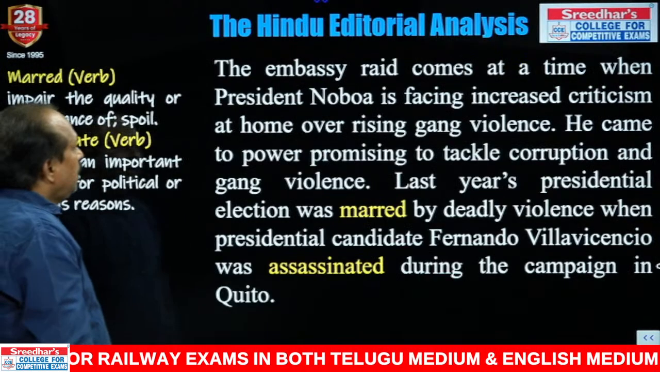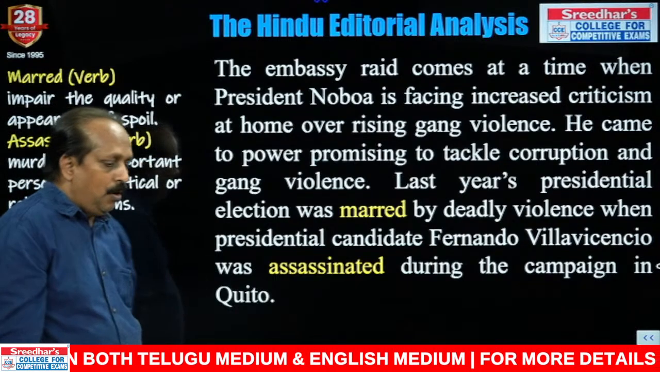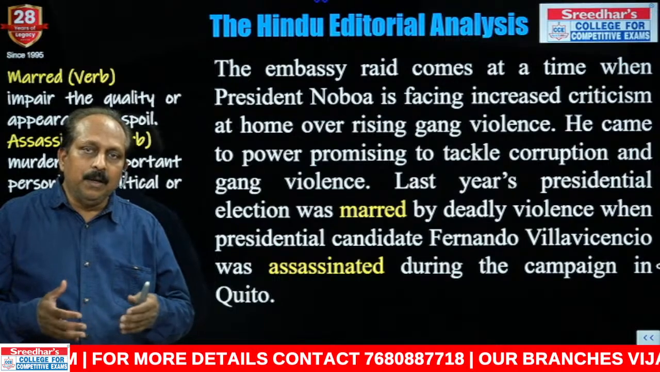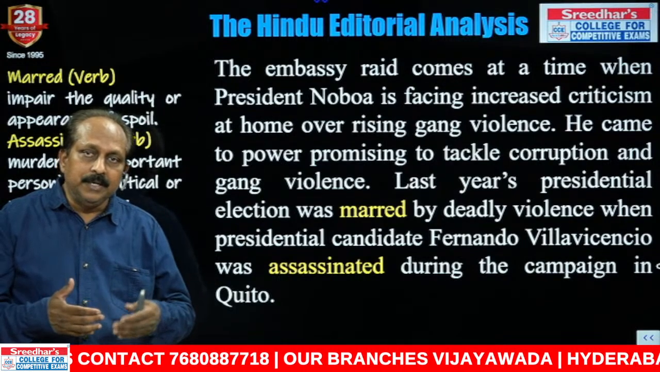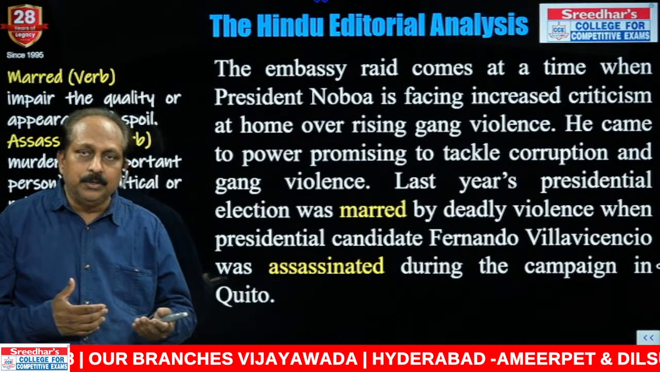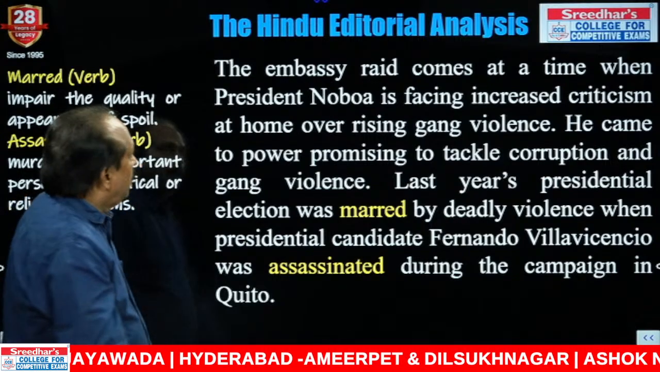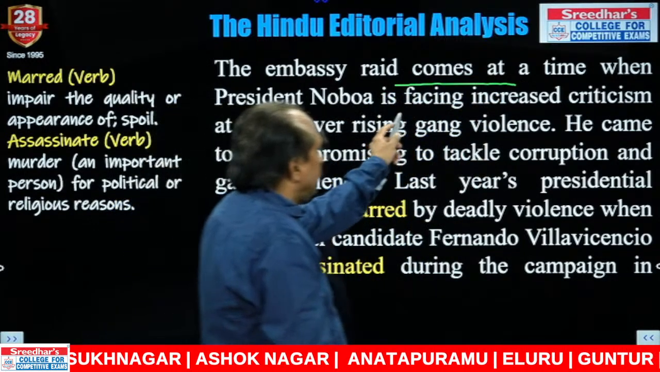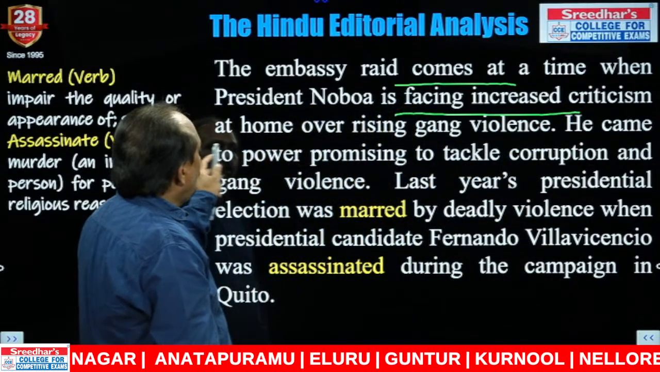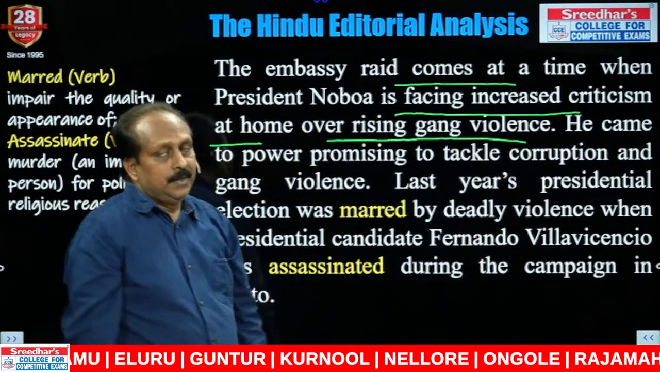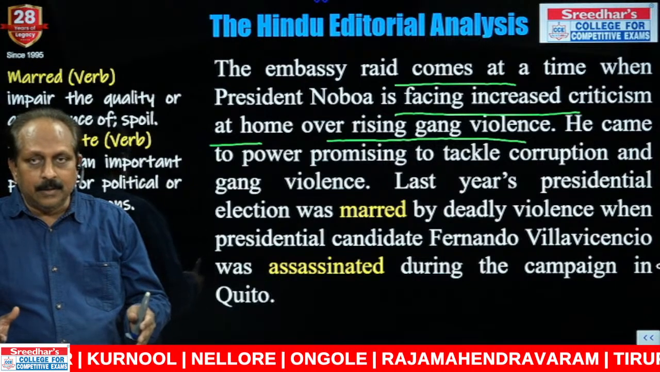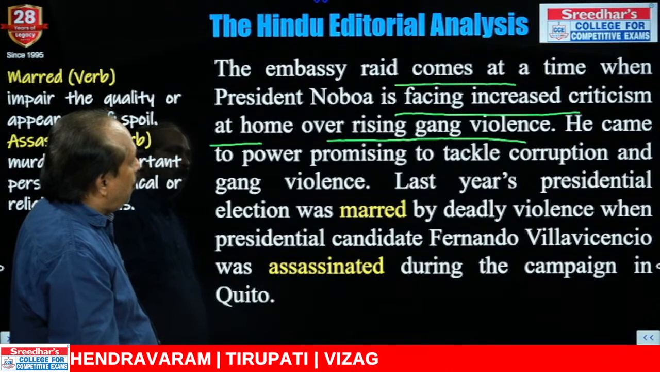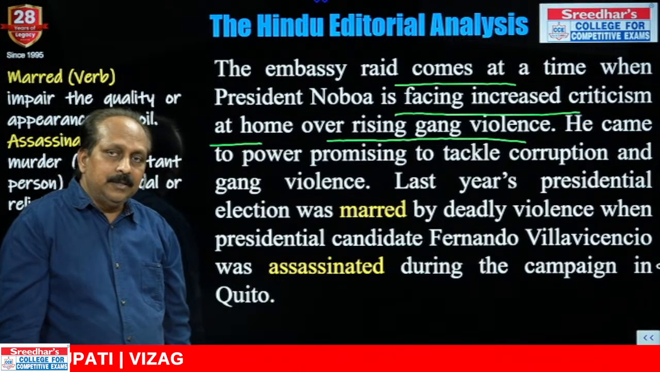Demand made by Mexico. The embassy raid comes at a time when, second part, talks about the scenario in Ecuador and to what extent the Ecuador president is popular and what are the major problems the country faces, on what promises he came to power, whether he's able to implement those promises, fulfill those or not. It's all about that. The embassy raid comes at a time when President Noboa is facing increased criticism. This is a present scenario at home over rising gang violence. What is the present scenario over there, or this happened that time? The president of Ecuador is facing increased criticism at home. Criticism regarding what?